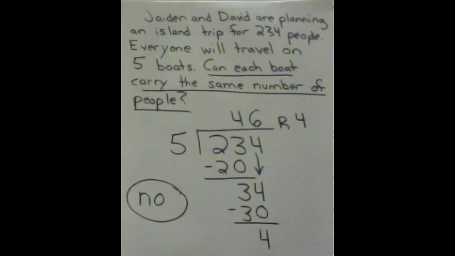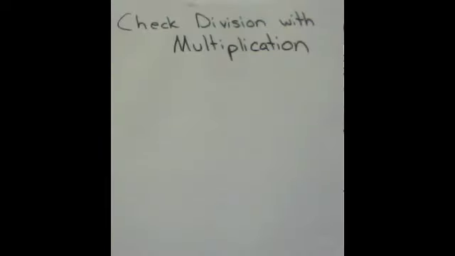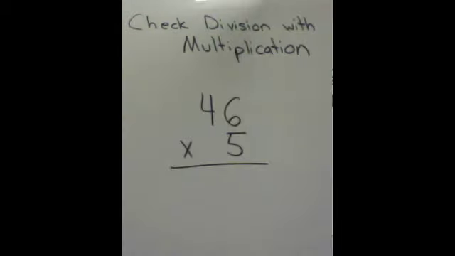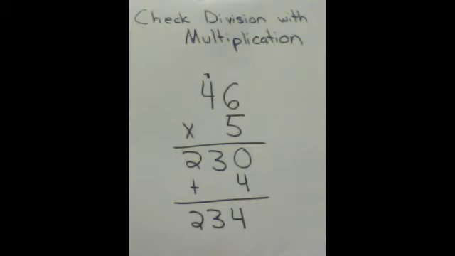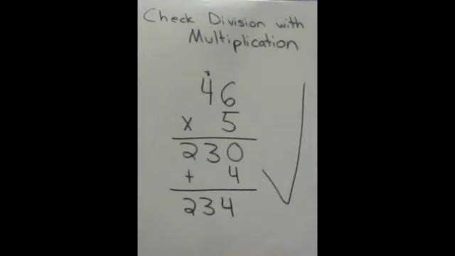So now we go back to our original question. We see that each boat cannot carry the same number of people, so our answer is no. As always, we can check division with multiplication. We start with our answer, 46, and multiply it by 5. After we get 230, though, we're not done. We need to add a remainder. So 230 plus 4 is 234. And that is correct. Check.